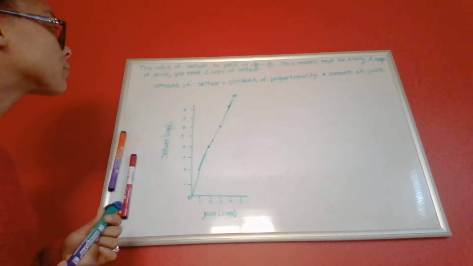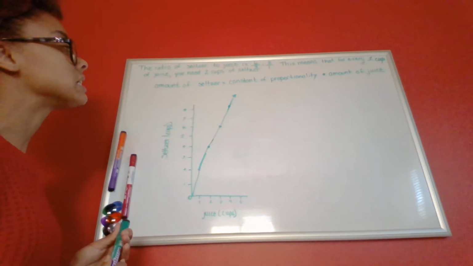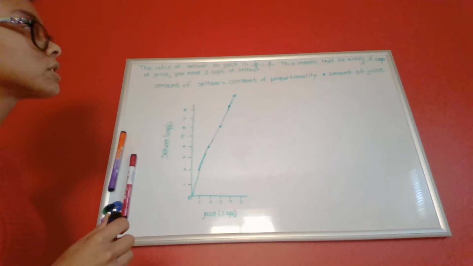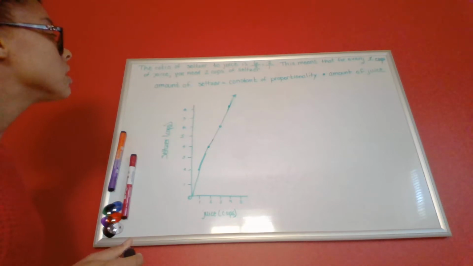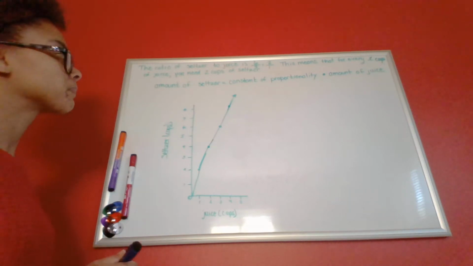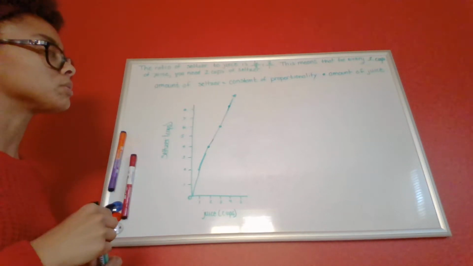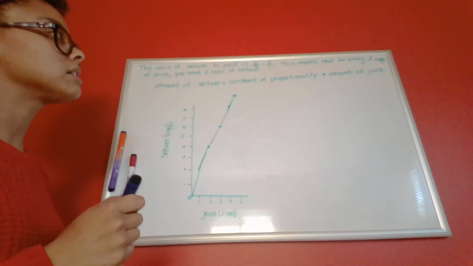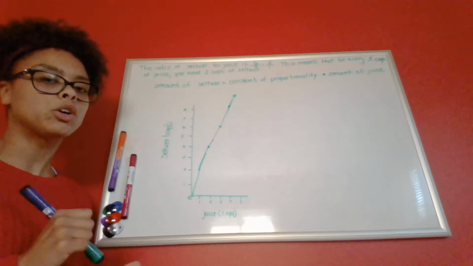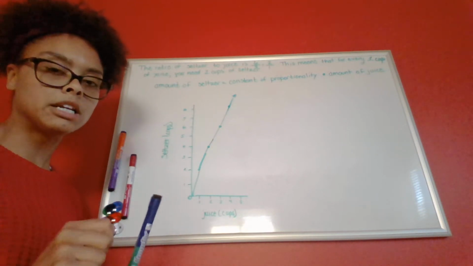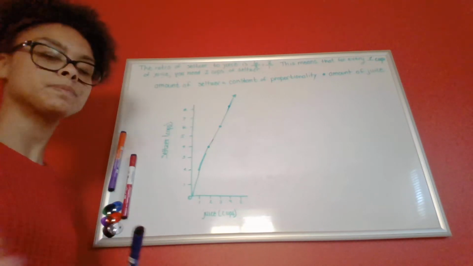And it reads, the ratio of seltzer to juice is 6:3, which is equal to 2:1. This means for every 1 cup of juice, you need 2 cups of seltzer. It also has the amount of seltzer is equal to the constant of proportionality times the amount of juice. That's an equation that's going to be very important later. So make sure that you circle that in your book or you keep it in mind.